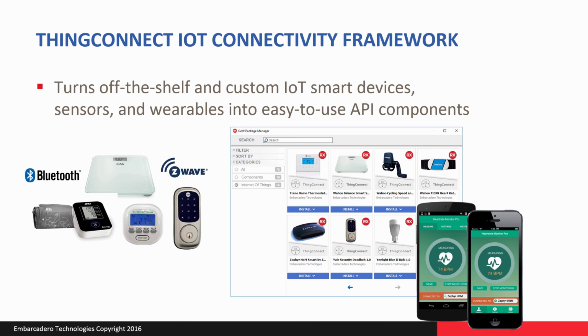The ThingConnect IoT framework is a set of components and runtime library that allows you to take off-the-shelf smart devices talking through Bluetooth Low Energy and add those inside of your applications. There's all sorts of pre-built components that are sitting in the GetIt Package Manager library for you to download and integrate into your own applications. There are device components for scales, heart rate monitors, home automation, and many more. So you take a look at the Tools GetIt Package Manager, and you'll see what's available for 10.1 Berlin.